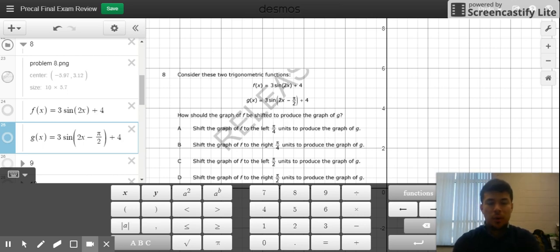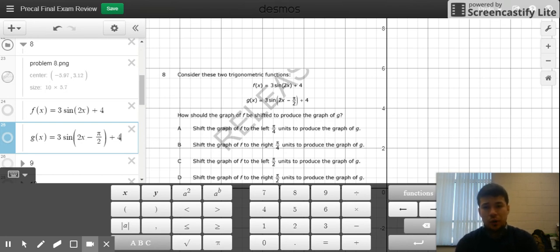Okay, guys, this is a review of problem number 8. So for 8, it tells us to consider two trig functions. It gives us f of x and g of x. First thing we should notice is that these two functions are almost identical, except for the fact that g of x has a translation, and it shows you minus pi over 2.